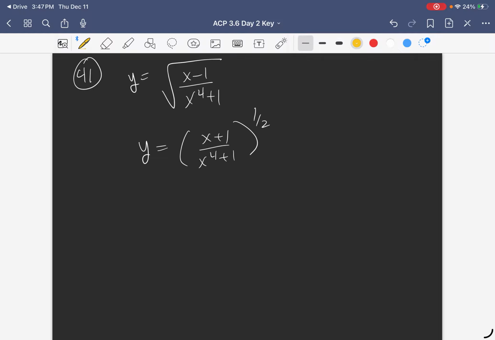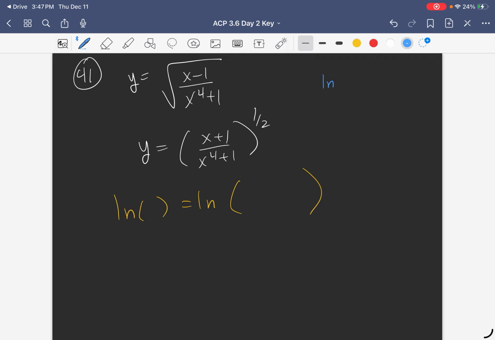So we get y is equal to the square root of this over this, and it wants us to use logarithmic differentiation. Well, the first thing I notice is it's really just all of this stuff raised to the 1/2. So why does logarithmic differentiation make sense here? Well, I can take the log of both sides, and what that allows me to do is use any of my log rules.